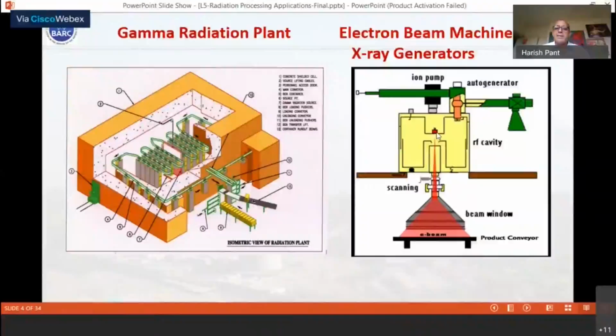So you can see here is an electron gun, the electron source, and these electrons are emitted. Then you have a magnetic field, a scanning magnet, and you get a beam. Generally, these horns are 1 meter long and maybe 10 to 15 centimeters in width. These electron beams are available in different energies and different powers.